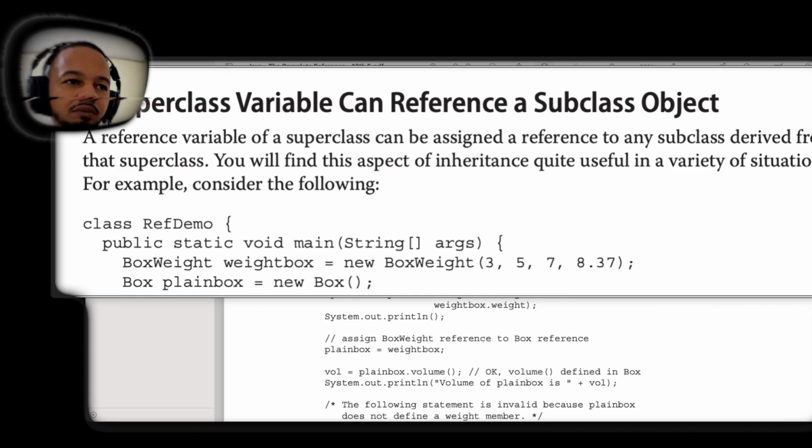Okay, a superclass variable can reference a subclass object. A reference variable of a superclass can be assigned a reference to any subclass derived from that superclass. You'll find this aspect of inheritance quite useful in a variety of situations.